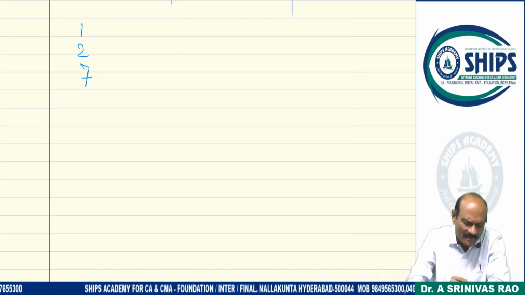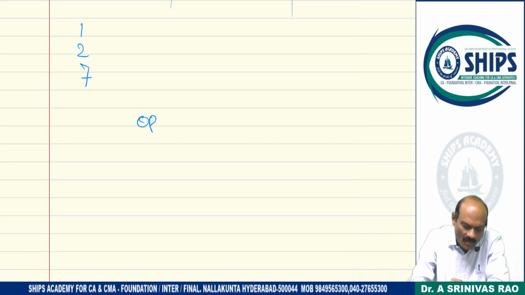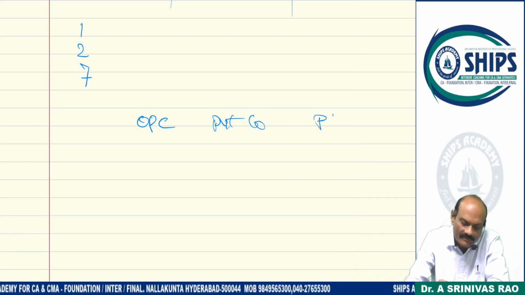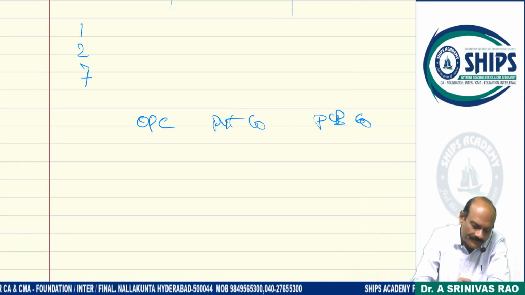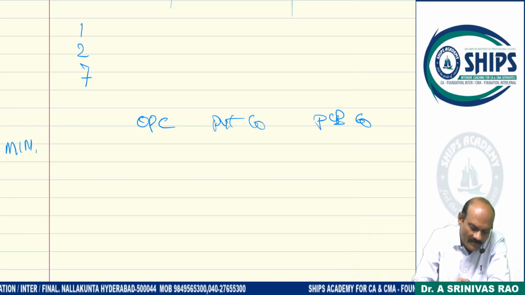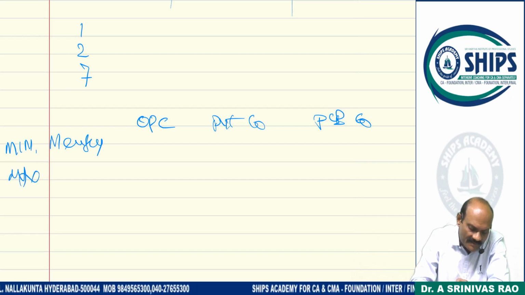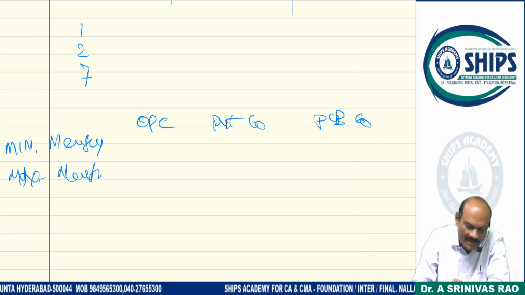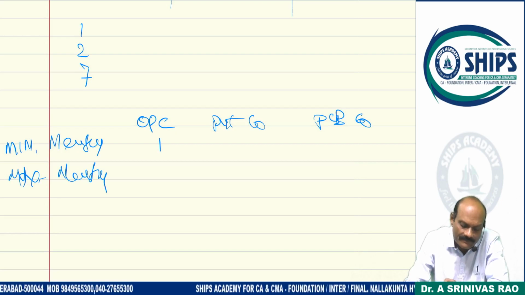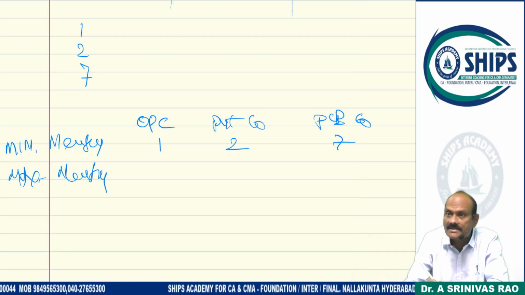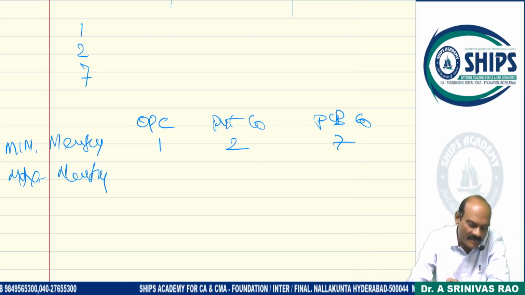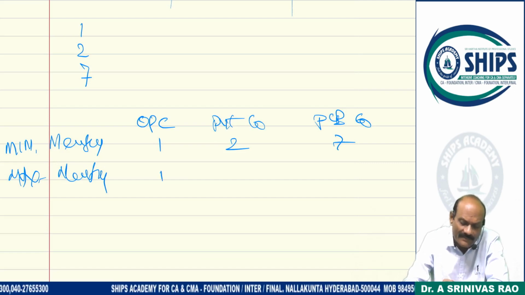And one more thing, always remember it like this. OPC, private company, public company: how many minimum members? Minimum members. Maximum members, tell me here. OPC 1 minimum, private company 2, public company 7. Maximum for OPC, private company.